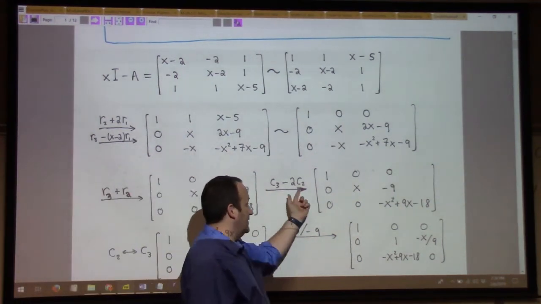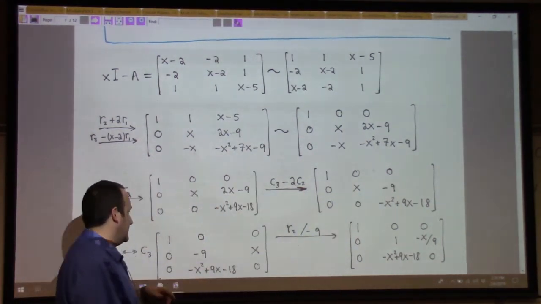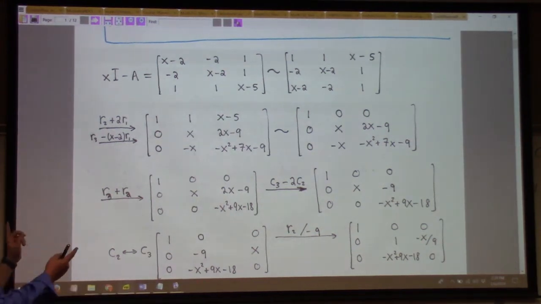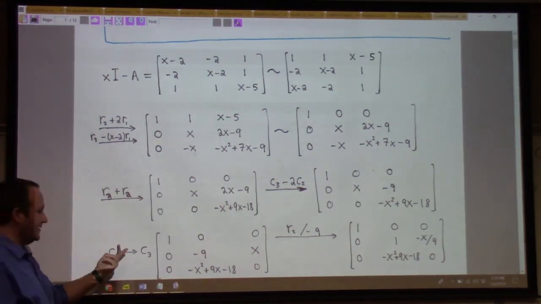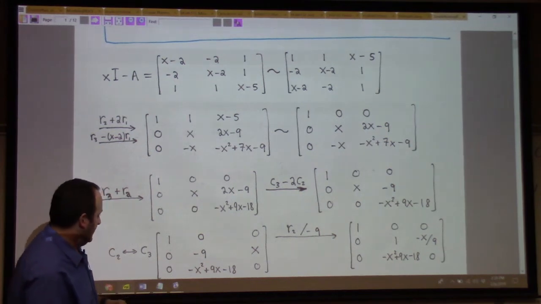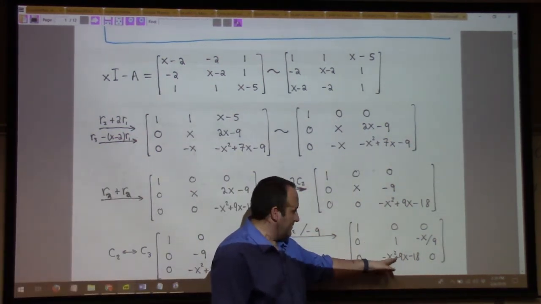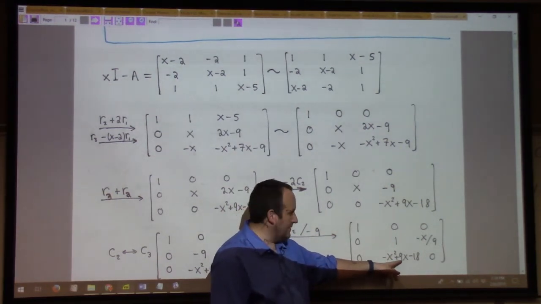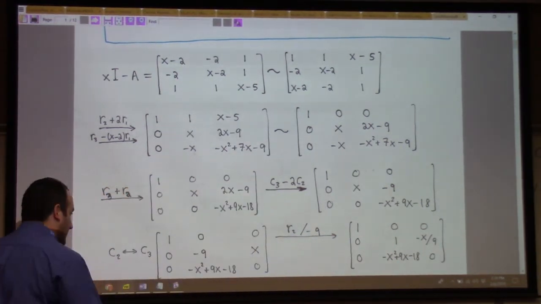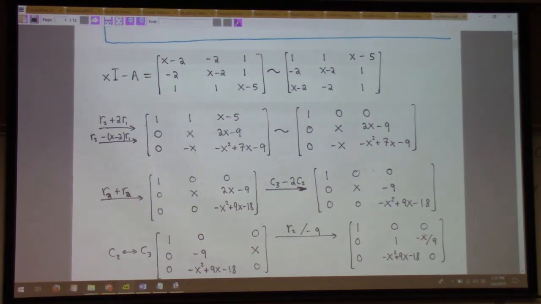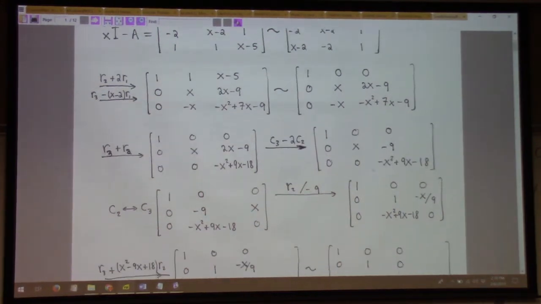So I create a 9 here by subtracting twice. And then I flippity-floppity columns 2 and 3, get this. And then I rescale row 2 by 9. That gets me that, at which point I can clear this out. Easy peasy, right? But in so doing, I end up putting a cubic down in the 3, 3 spot.